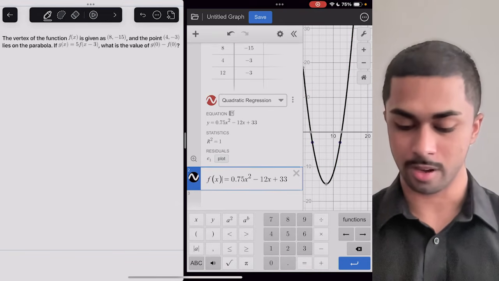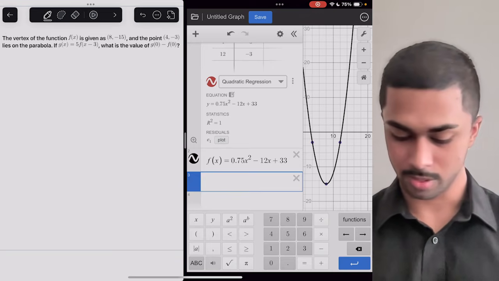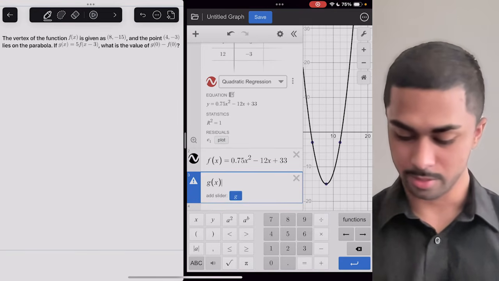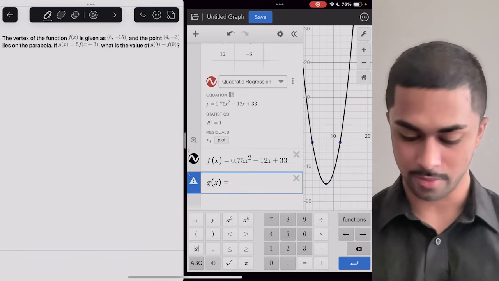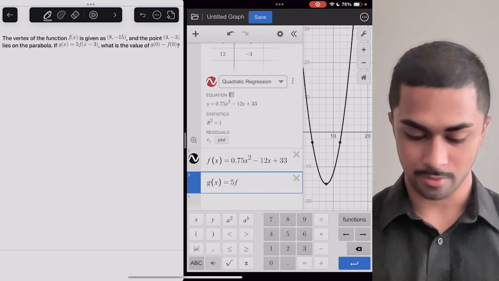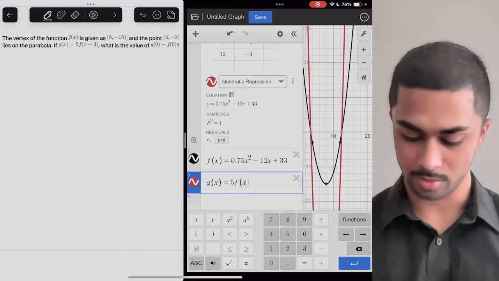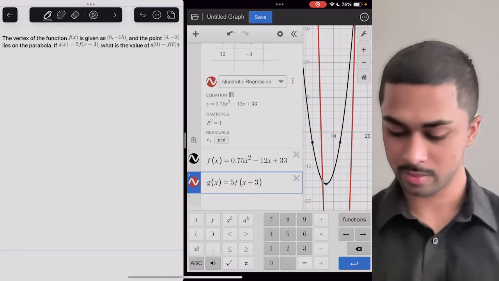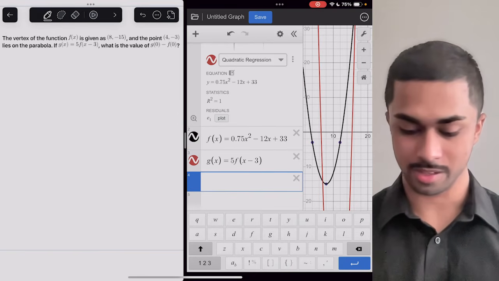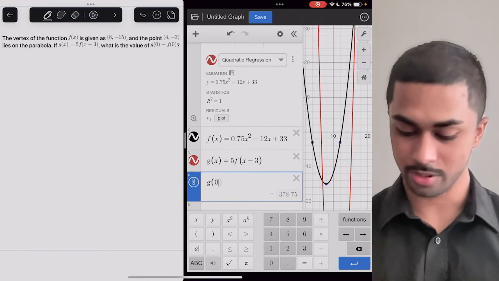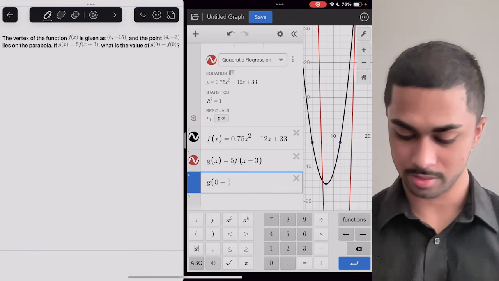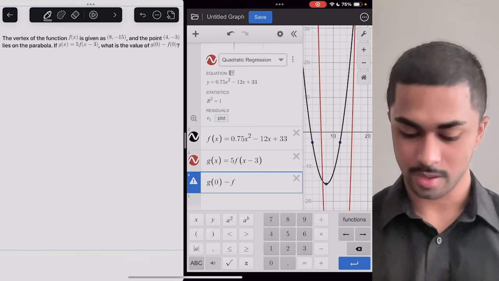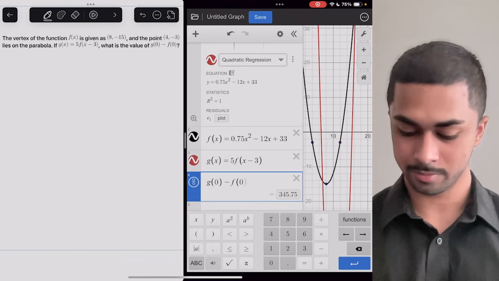So if you were able to figure that out, awesome. Because the next part is much easier. We just set g of x equal to 5 times f of x minus 3. Because it says it right here. And then this part is even easier. G of 0 minus, well, f of 0.